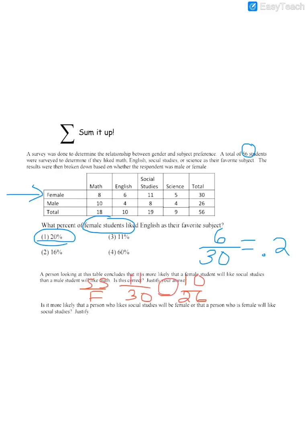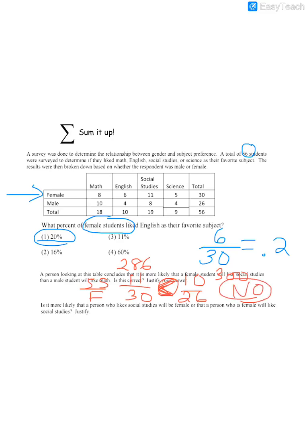Okay, so we're basically asking to compare these. So I'm going to do cross products going across. So 30 times 10, I get 300. 26 times 11, I'm going to use my calculator, and I get 286. So I get this guy is greater. So I think it is more likely. So a person looking at this table, it's more likely that a female student will like social studies than a male student will like math. I'm going to say no.